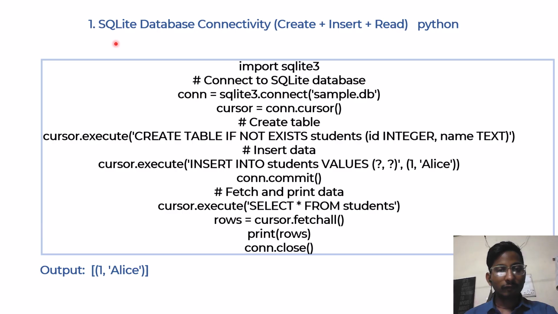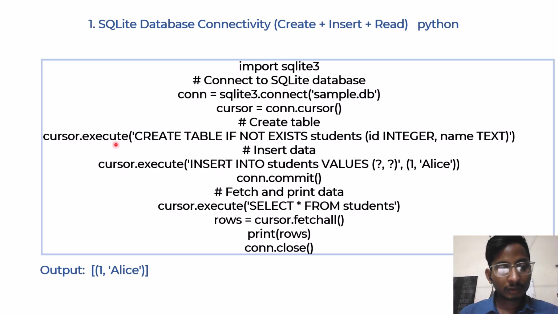So there are five lab examples for lab. First of all, SQL database connectivity. We create, insert, and read in Python. First of all, we import sqlite3 and connect the SQLite database by using the variable con and the connect method. We also create a cursor variable and initialize it from the cursor function.